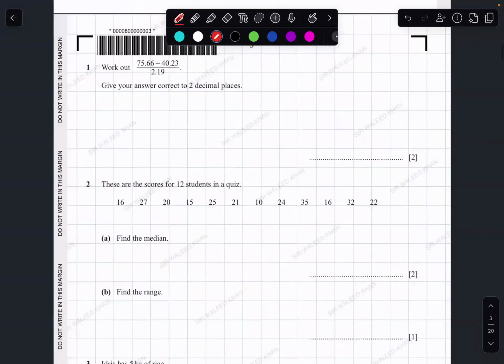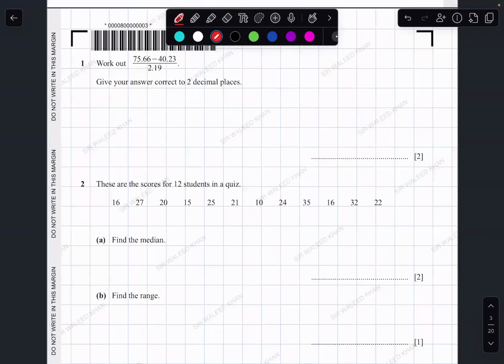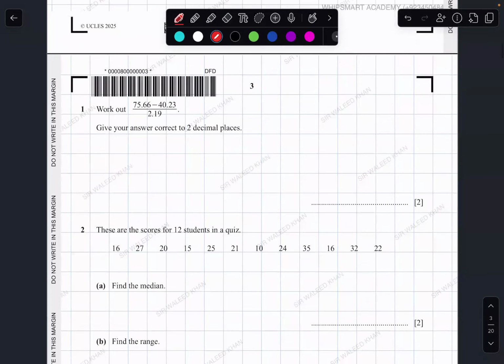So question number 1, we can use our calculator over here. Give your answer correct to 2 decimal places. So we have 16.17808, which to 2 decimal places will be 16.18.